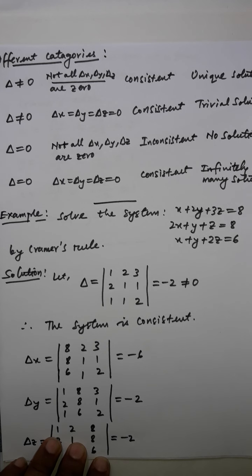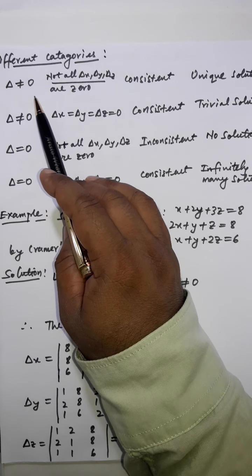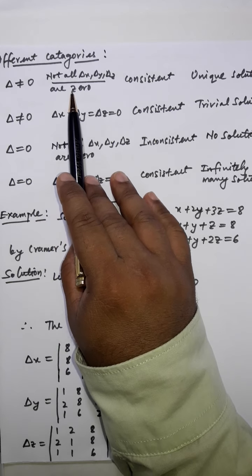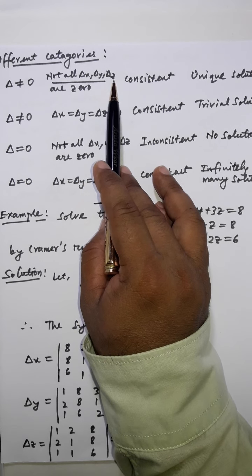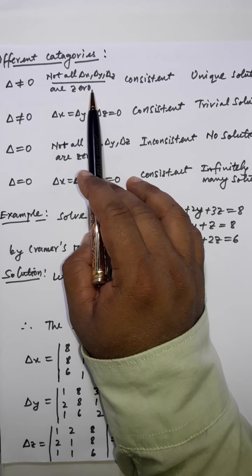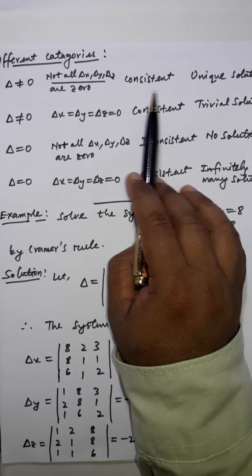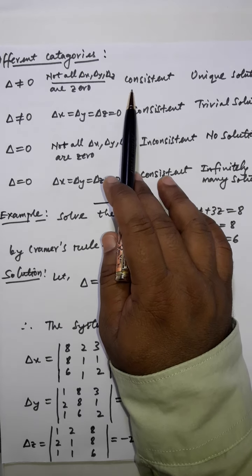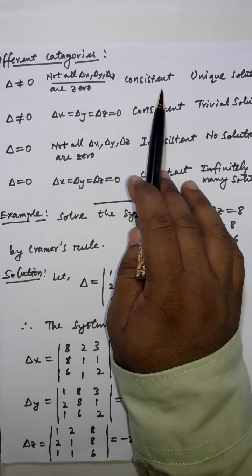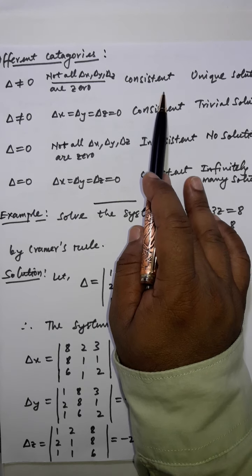So here friends, I have written for you all these categories. You can see in the first category, if del is not 0, but not all of del x, del y, del z are 0 at a time, that means some of them may be 0, but not all of them are 0 at a time, then the system will be consistent. System is consistent means we will get solutions.